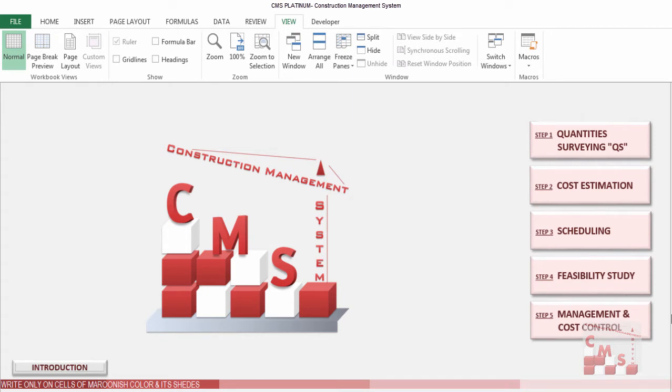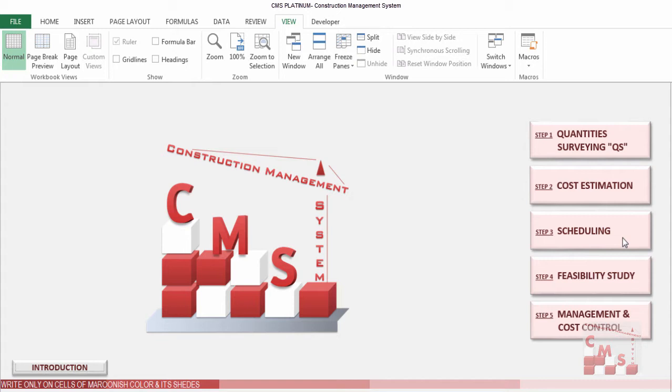Till now we finished all the required calculations for quantity surveying, cost estimation and scheduling for the project, which give us a clear picture of our project cost and time. We need to confirm whether our project has a proper feasibility or not.